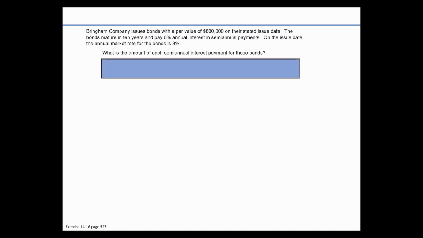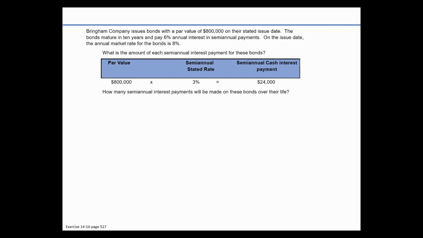So first of all, we want to figure out the amount of semi-annual interest on the bonds. So we take the par value multiplied by the semi-annual stated rate, which is 3%, because half of 6 is 3. Okay, because remember, 6 is the annual rate. So then the semi-annual cash interest payment is $24,000.